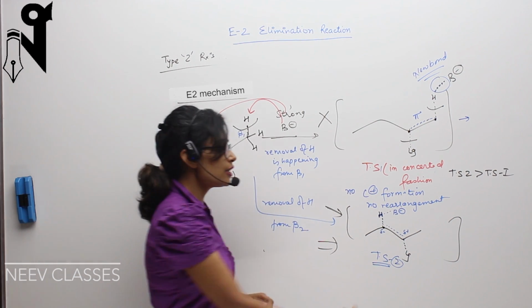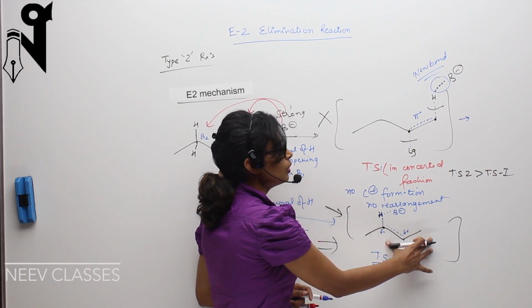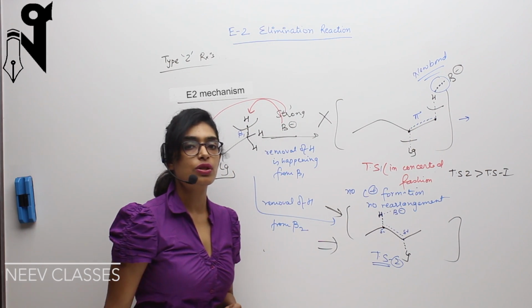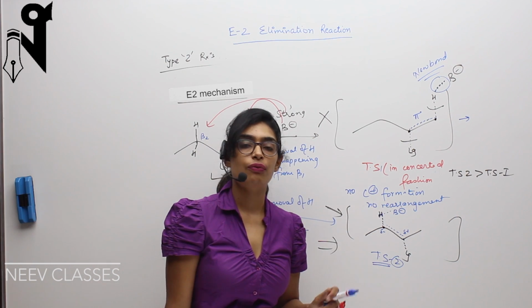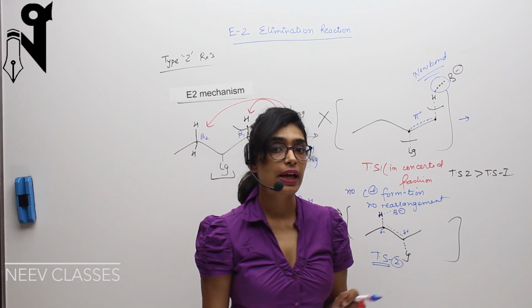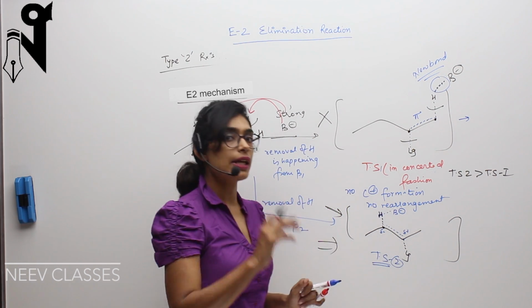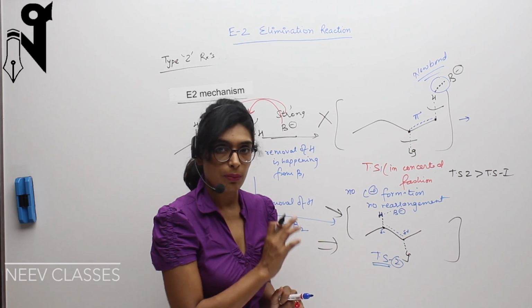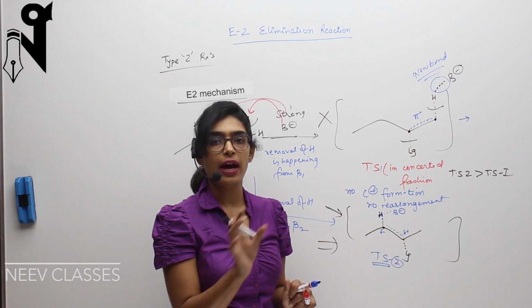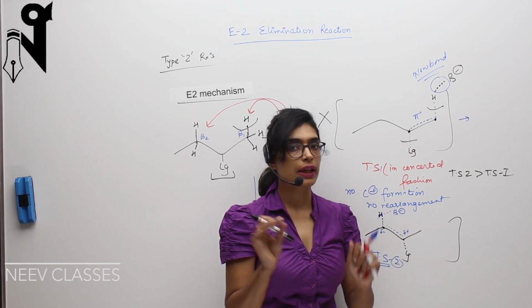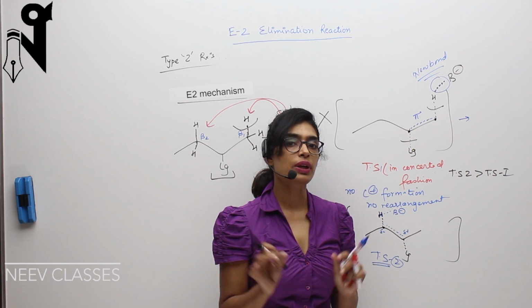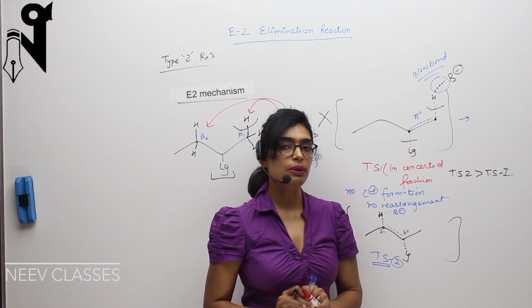Or you can say the major product will be formed by transition state 2 and the minor product will be formed by transition state 1. We also call the more alkylated alkene a Saytzeff product, and the less alkylated alkene a Hofmann product. We have already discussed Saytzeff and Hofmann in the E1 reaction. So in E1 also Saytzeff used to be the major product, and in E2 also Saytzeff is going to be the major product and Hofmann is going to be the minor product.